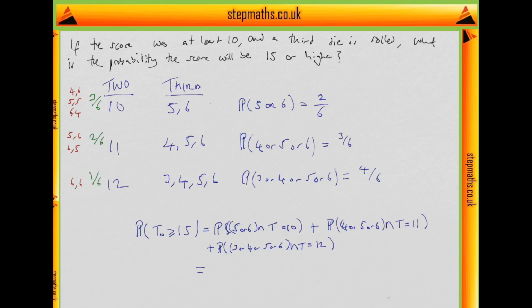Well, the probability of 5 or 6 was 2/6, so it's 2/6 times the probability it was a 10, that's 3/6, plus the probability of 4 or 5 or 6, which we know is 3/6, times the probability the total was 11, that's 2/6, plus the probability it was 3, 4, 5 or 6, that's 4/6, times the probability it was 12, that's 1/6. And that gives us the probability the new total is greater than or equal to 15 is equal to 4/9. That's the answer.